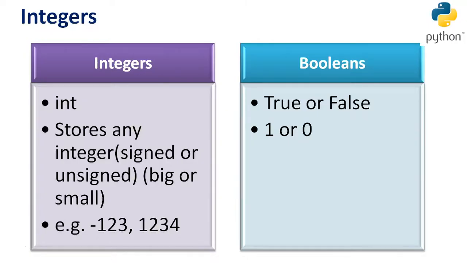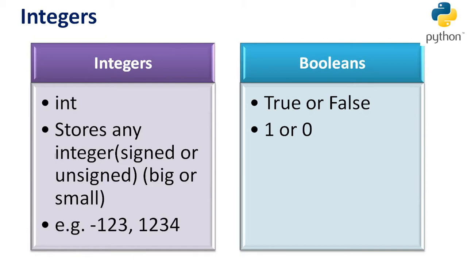Integers are symbolized by int, meaning the keyword used in Python for integers is int. Int can store integers whether signed or unsigned. Signed means it can be positive or negative. Unsigned means it is always positive. It can be big or small. In other languages like C++, we see short int, long int, but here we have a single int data type which can store small as well as big numbers, right?